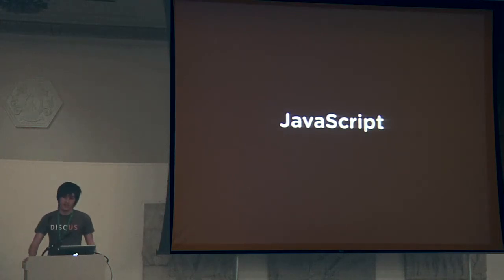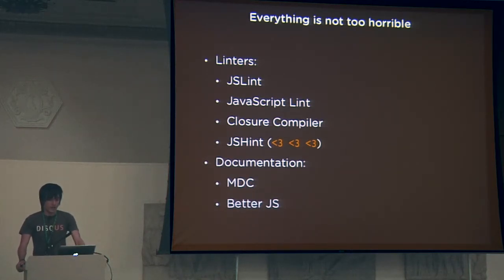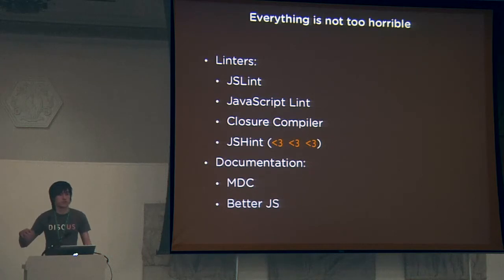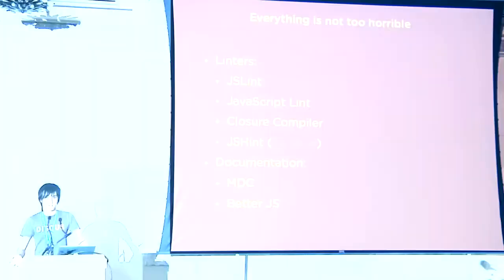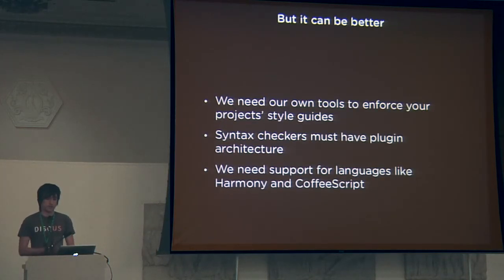So now back to JavaScript. Everything is not too horrible in JavaScript. We have those linters, JSLint, JavaScript Lint, Closure compiler. Closure compiler linter is really good. And we have nice documentation now. We have this Better.js project that actually moved good articles to the first page of Google search. Either that or I have really good Google personalization, because all those good and nice MDN and ECMAScript specs are now on my first page near the top. So we have that, but it all can be better.